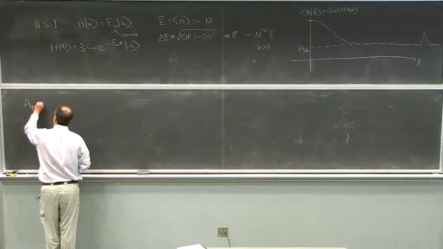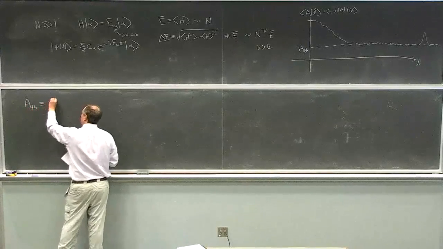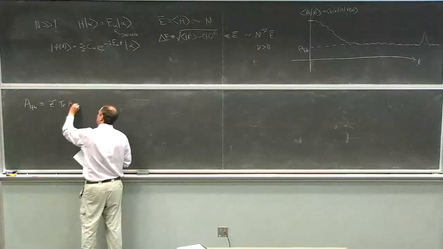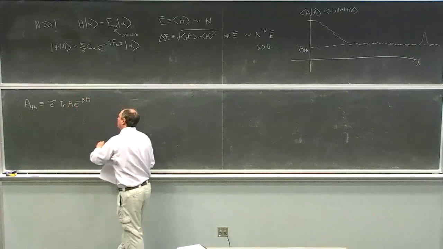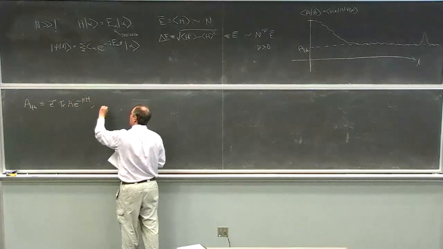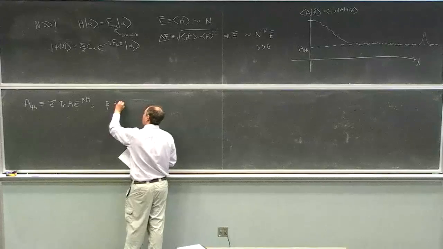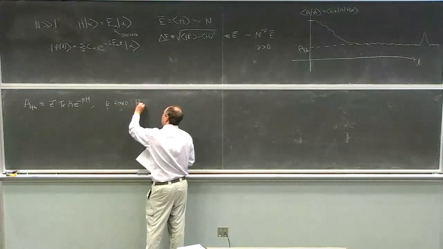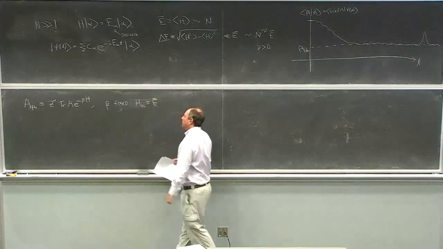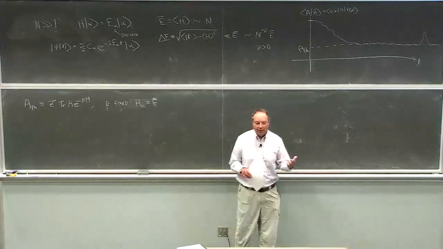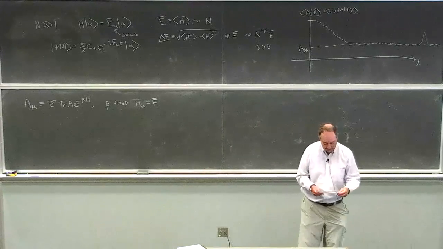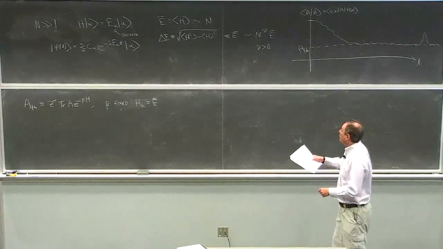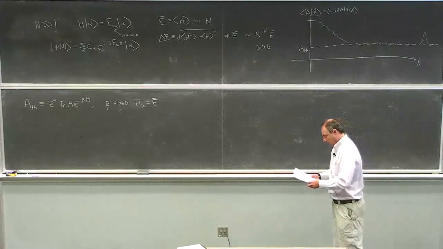Okay. And I guess to be precise, let me write down what I mean by thermal. I just mean the usual canonical expectation value where beta is fixed by saying that the thermal expectation value of the energy should be equal to the actual quantum energy.